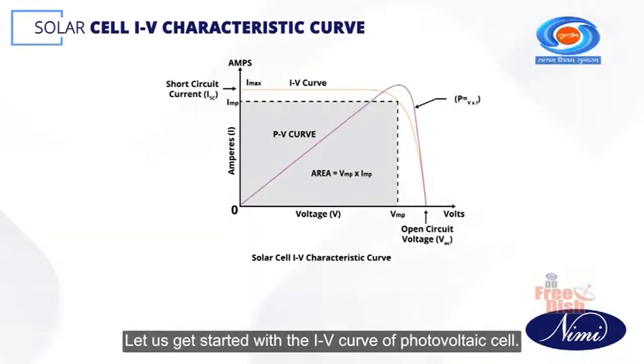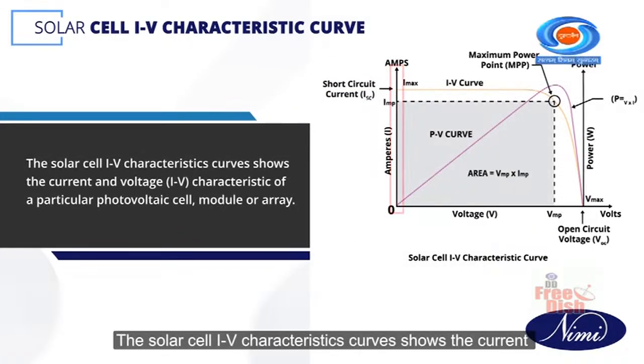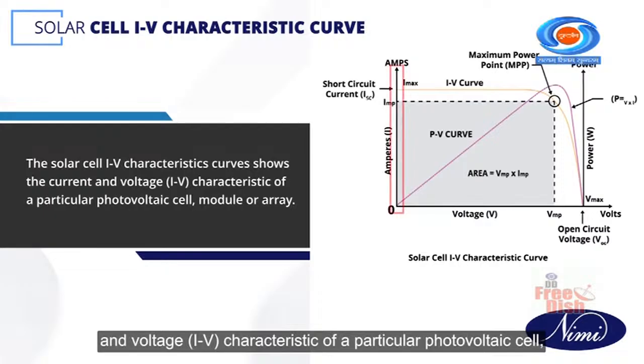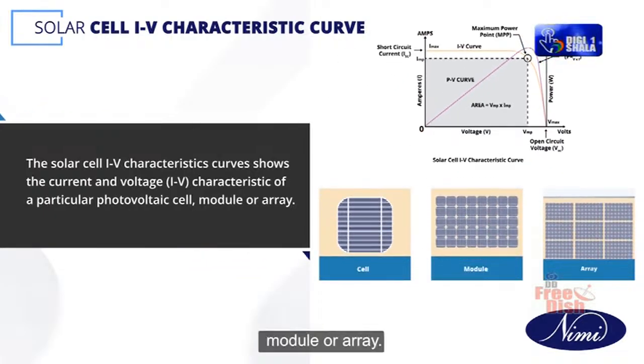Let us get started with the IV curve of a photovoltaic cell. The solar cell IV characteristics curve shows the current and voltage IV characteristics of a particular photovoltaic cell, module or array.